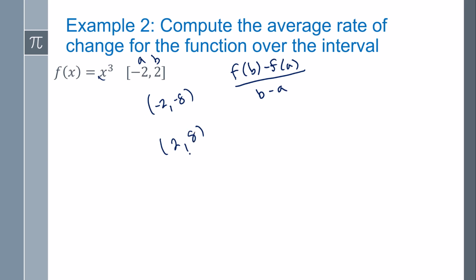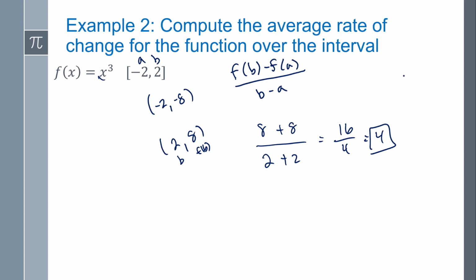f(b), right? This is b. This is your f(b), or your x1, or sorry, x2 and y2. So y2 minus y1 over x2 minus x1. So that's going to be 16 over 4, and that's going to be 4. So my average rate of change over that interval is going to be 4.